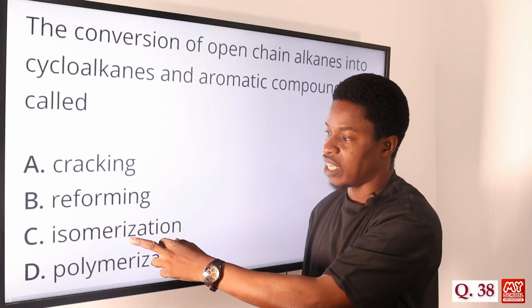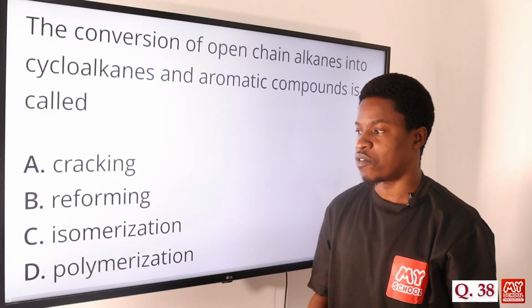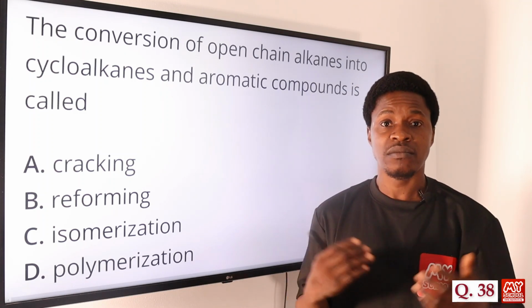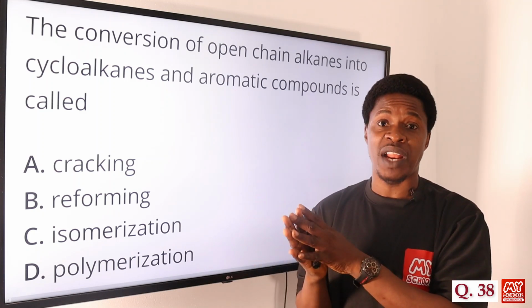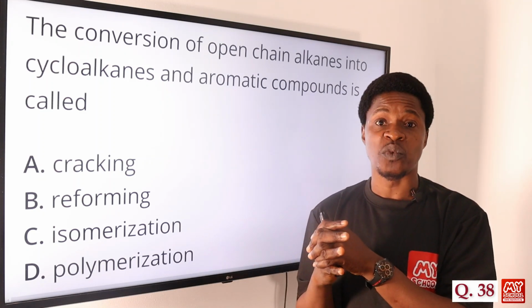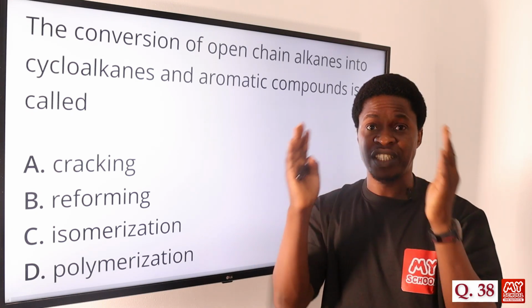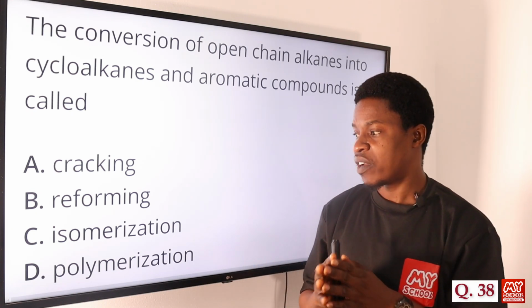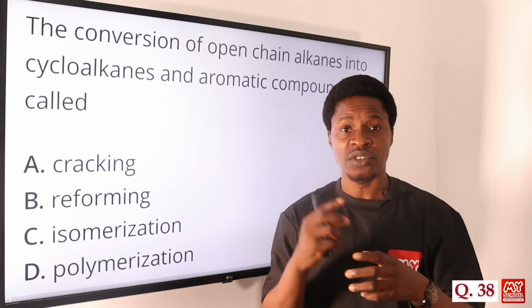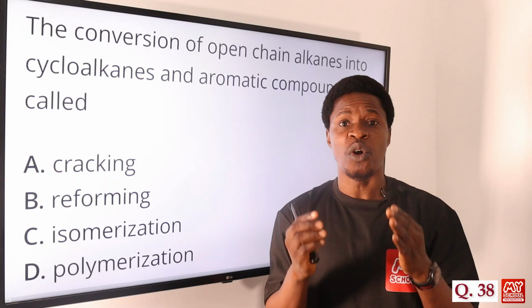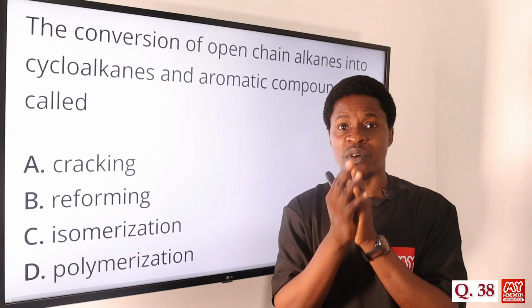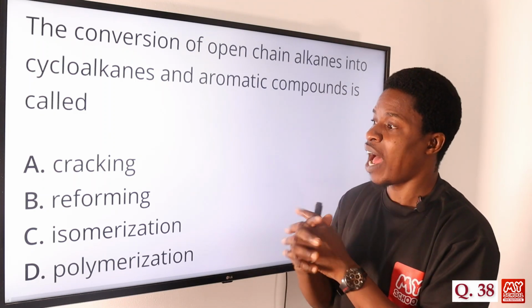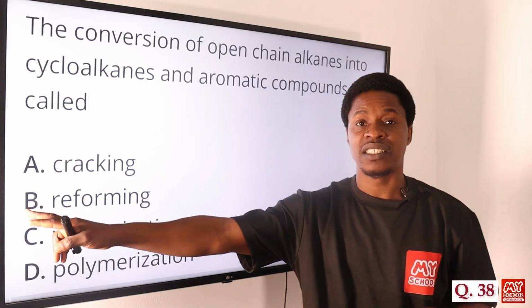Not cracking. Option C says isomerism. Isomerism has to do with different compounds that are formed, but they have the same molecular formula, yet different structural formula. When you configure them spatially, their structures are different. Then polymerization has to do with the combination of 2 or many chains of monomers to form polymers. That is what we call polymerization. So among these options, the correct answer is option B, reforming.